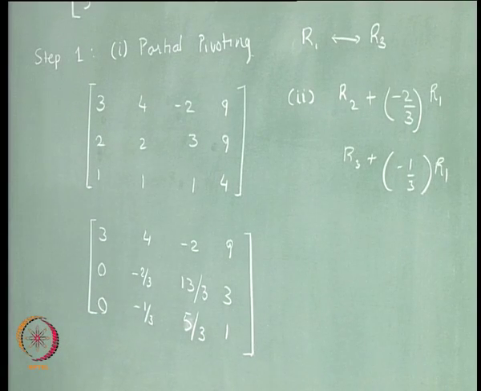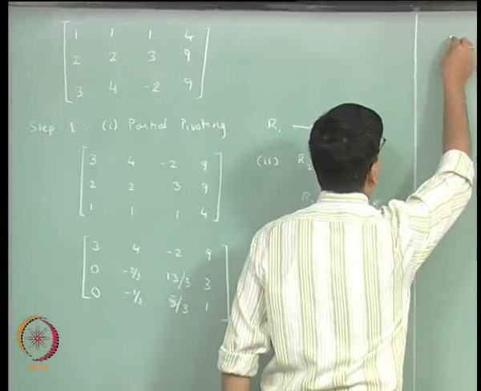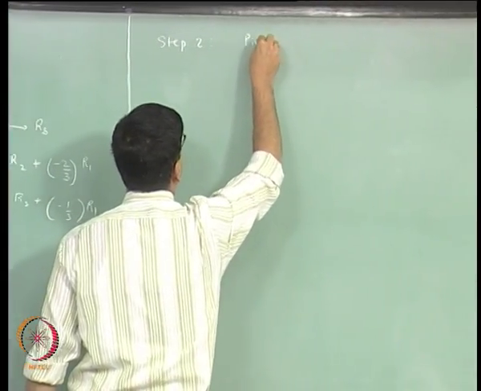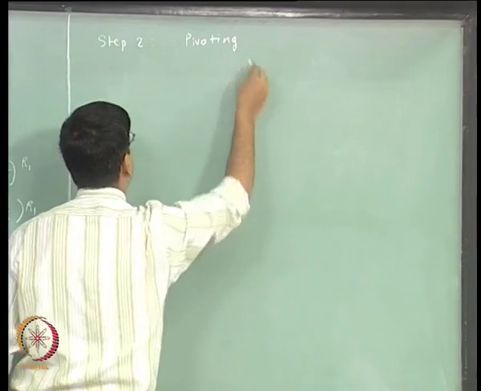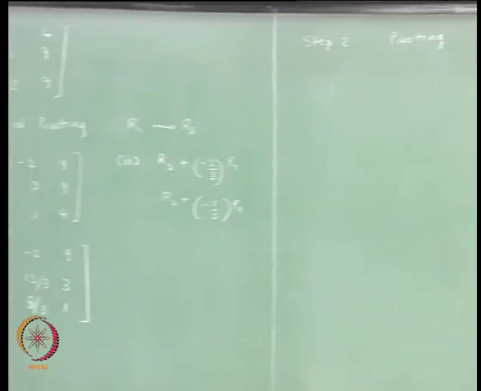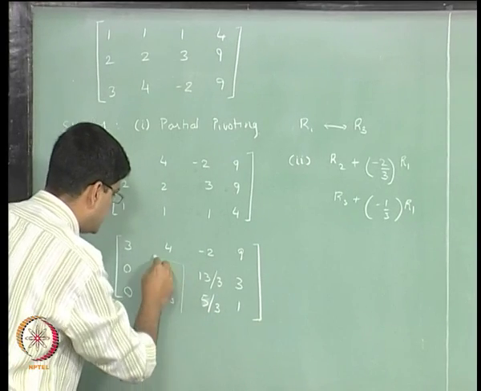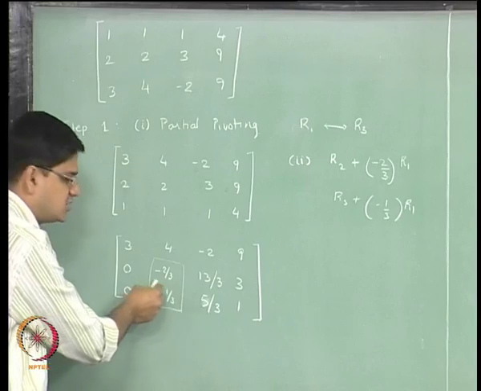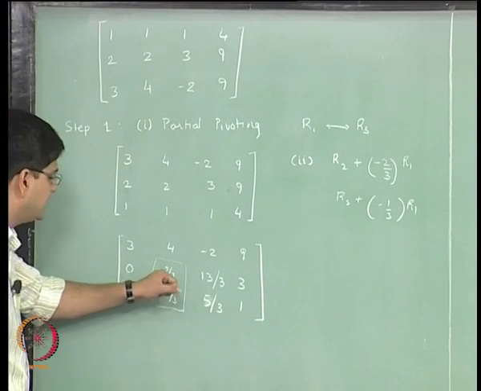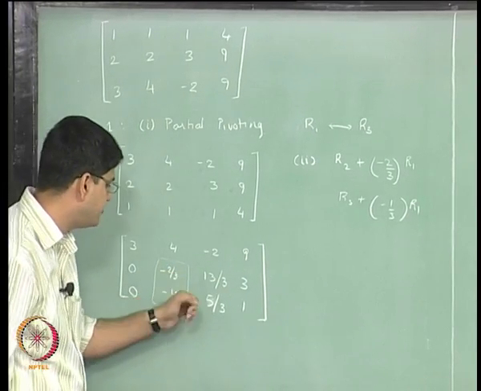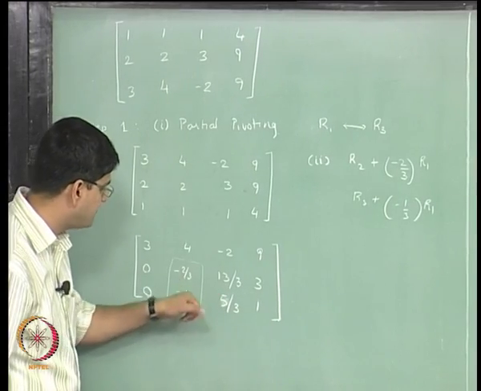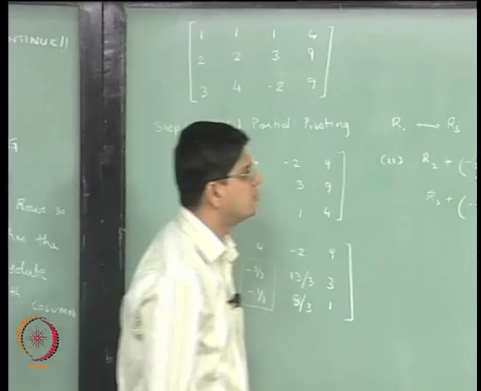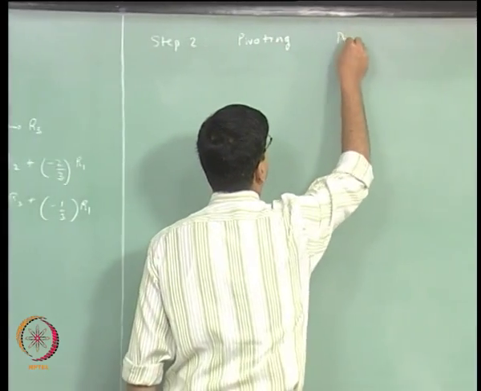Now, in step 2 what we will do is again look at the pivot. Now our column 2 is what we will be interested in, and the largest absolute value is minus 2 by 3. We are not interested in looking at the sign of the number, we are only interested in the absolute value, and the largest absolute value is minus 2 by 3. As a result we are not going to do any row interchange. So, pivoting will result in no row interchange.